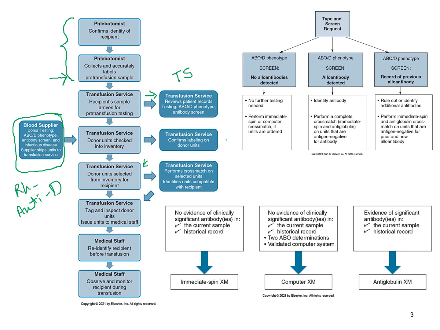So when you get that type and screen request, from there you're going to do your blood type and then your antibody screen. Now based off that antibody screen as well as your history, because you've always got to keep that history in mind as well. So when you're looking at that history, you're trying to see, did they previously have antibodies or anything that you need to pay attention to and be aware of.